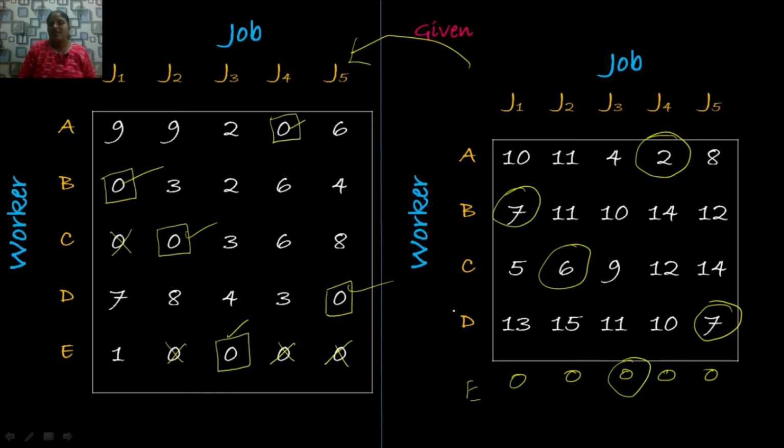So adding all these values together, we get the minimum cost. So minimum assignment cost is equal to 2 plus 7 plus 6 plus 7 plus 0. Adding all these values, we get 7 plus 2, 9 plus 6, 15 plus 7, 22.